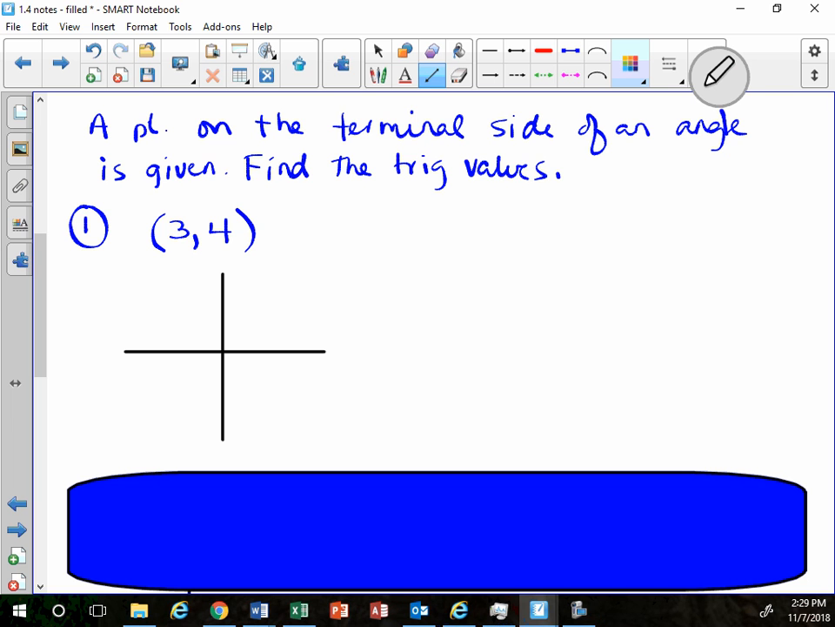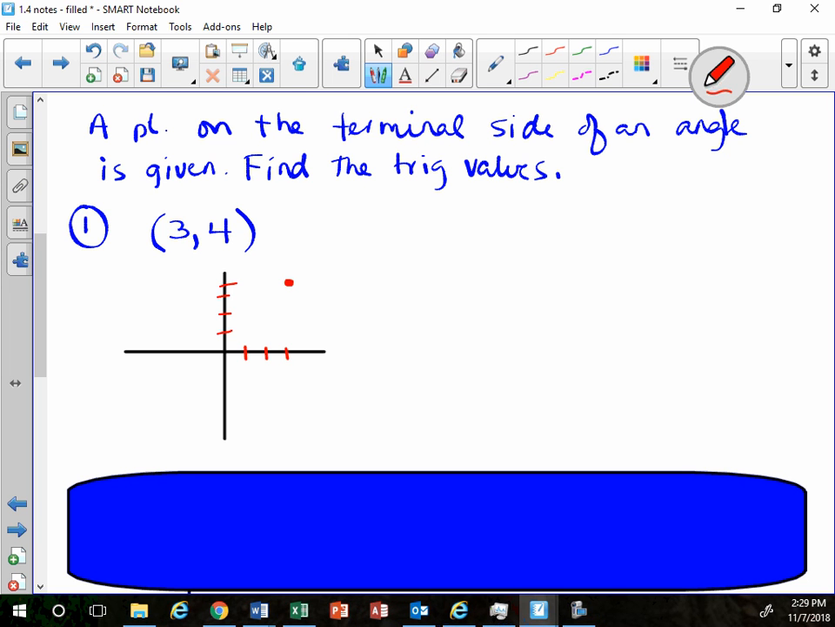All right. We're going to plot the point (3, 4). Do we know how to plot that point? I hope so, right? All right, there's my point.